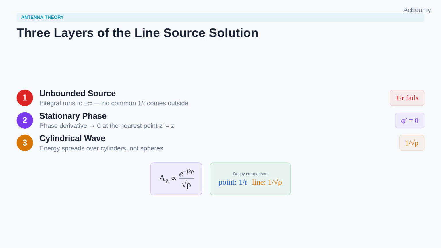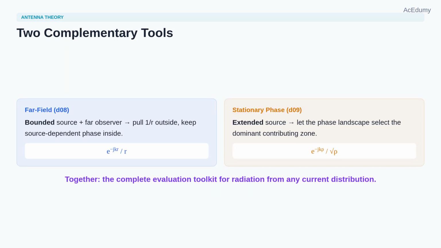The infinite line source via stationary phase summarizes in 3 layers. First, the source is unbounded, so pulling 1 over r outside does not work. Second, the stationary phase method identifies the dominant contributing zone around the nearest source point. And third, the result is a cylindrical wave with 1 over root ρ decay, matching the cylindrical symmetry of the infinite geometry. This lesson and the previous one form a complementary pair.